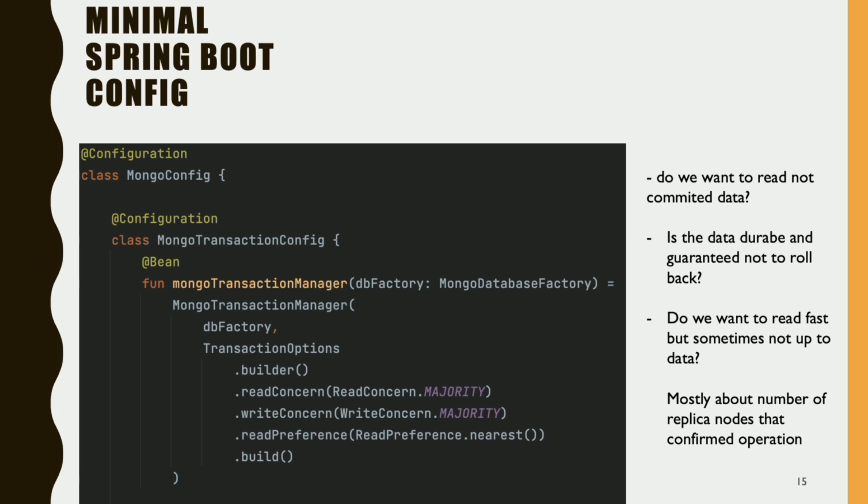So also we have to ask ourselves, do we want to read the data fast? But maybe sometimes we read data that are not exactly up to date, or maybe we miss something, or maybe another transaction changed something. So those are the questions, and then we can read what those concerns, or settings, are for this transaction, and then we can apply what we actually need. So it's maybe a bit of a topic on its own.